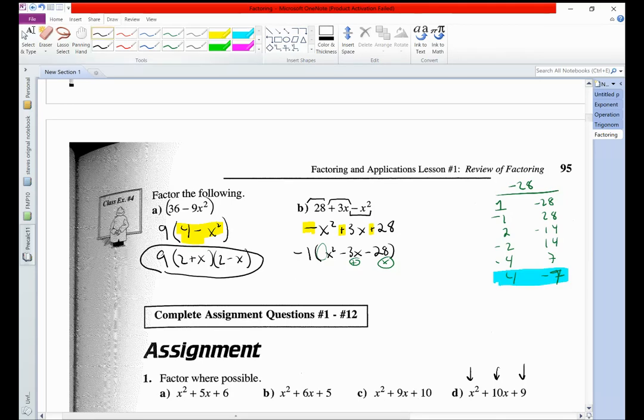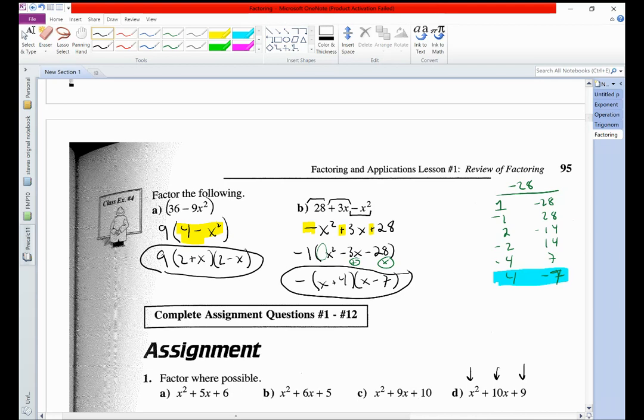So I can say negative 1, or just negative. I can leave that as negative, and then split this into x plus 4, x minus 7. There we go. That is the answer right there.